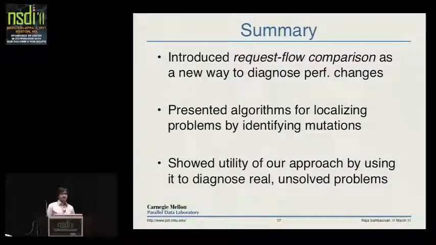All right, so I'm done. I want to quickly summarize. I introduced request flow comparison as a new way to diagnose performance changes in distributed systems. I presented algorithms for localizing problems by identifying mutations, precursors, and ranking them according to their contributions to performance change. And I showed the utility of our approach by using it to diagnose real unsolved problems within Ursa Minor and Google. Our paper contains many more examples of applying Spectroscope.